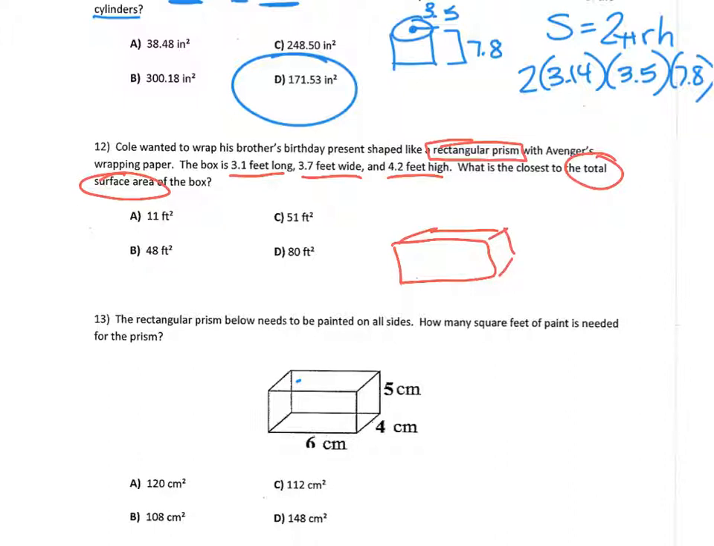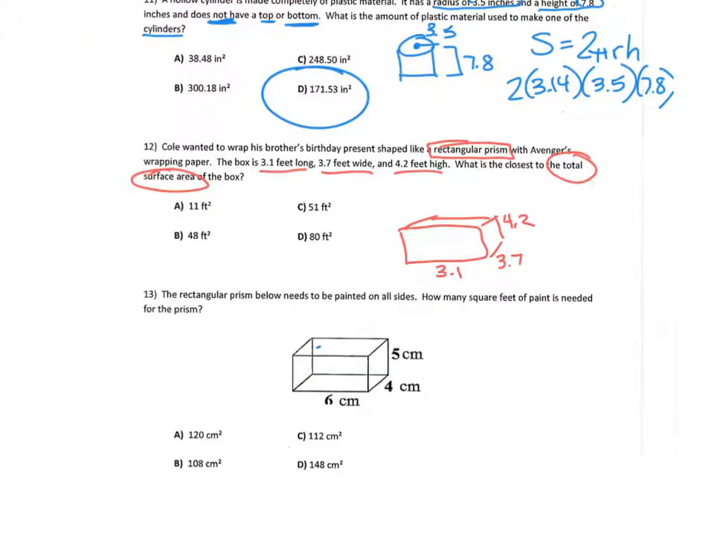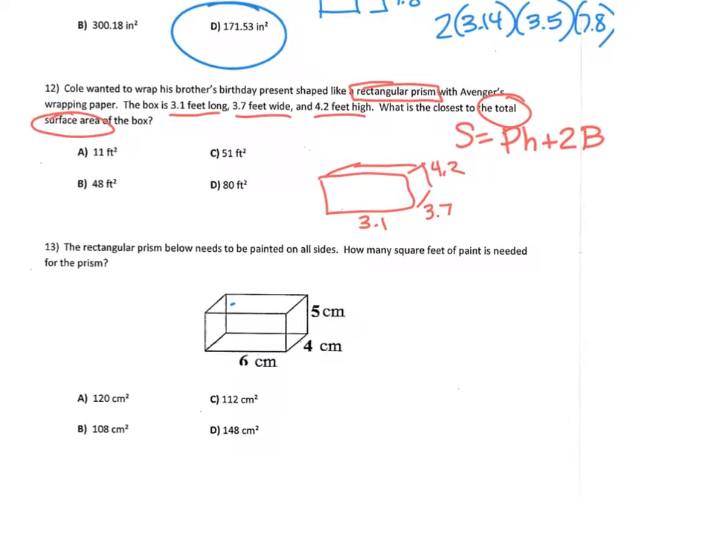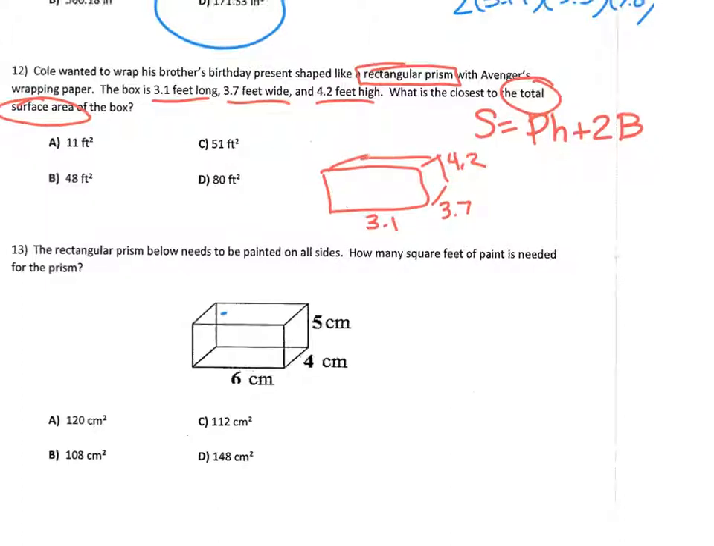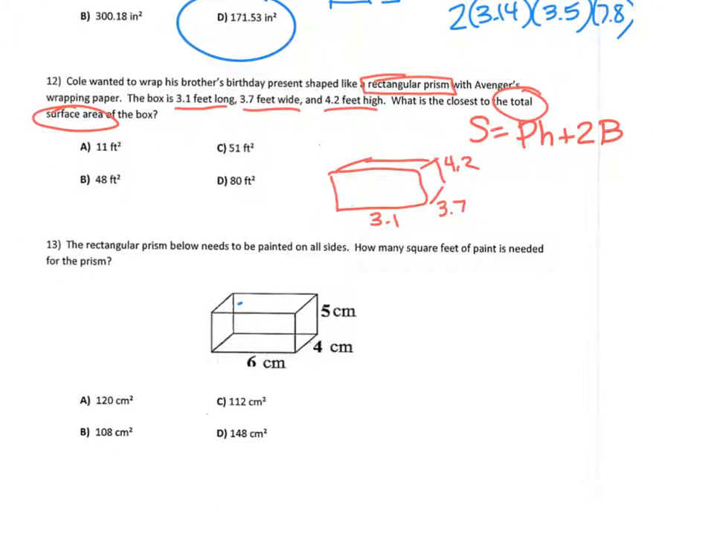Then how do you draw a 3D box? PH plus 2B. I'm showing you. So the total surface area of a rectangular prism, what is it? That's like the same thing I just did. Okay, but I actually don't have to draw it. So the perimeter of the base times the height plus 2 times the area of the base.